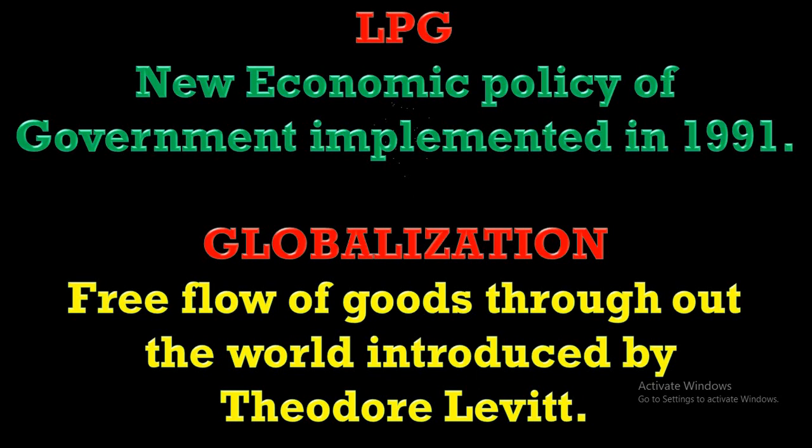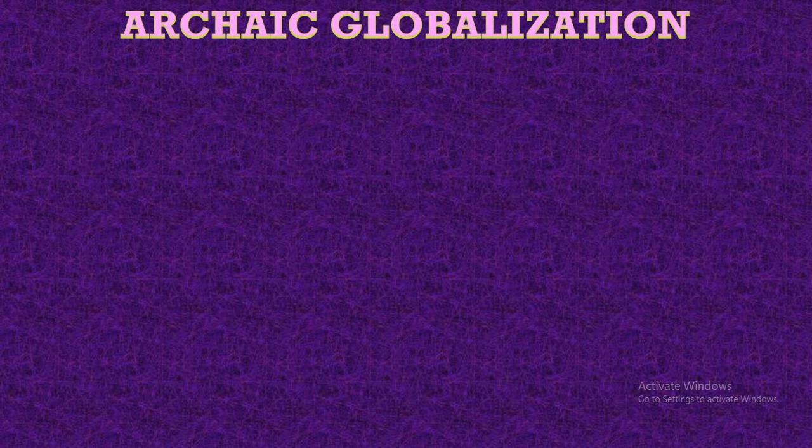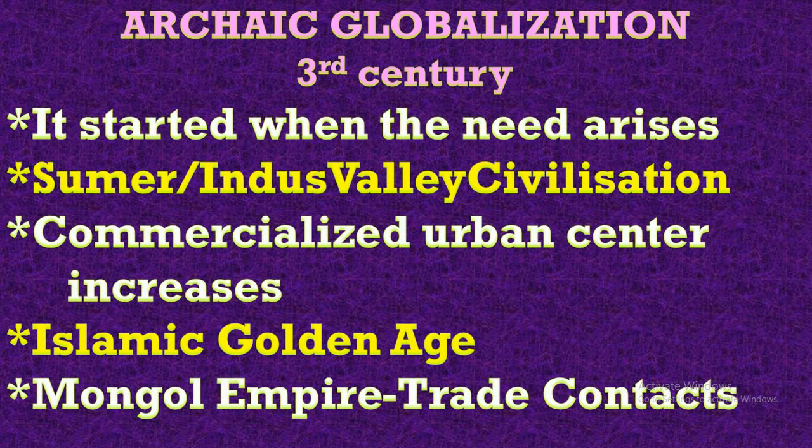Now we'll move on to the history of globalization, how this globalization has started. The very first period is called Archaic globalization. The term globalization was introduced and given to the world by Theodore. Okay, we'll see who extended this to other countries. It spread in the 3rd century, especially by the Sumerians and the Indus Valley civilization. It started as needs arose. What were the needs? Especially in those days, we talk about food.